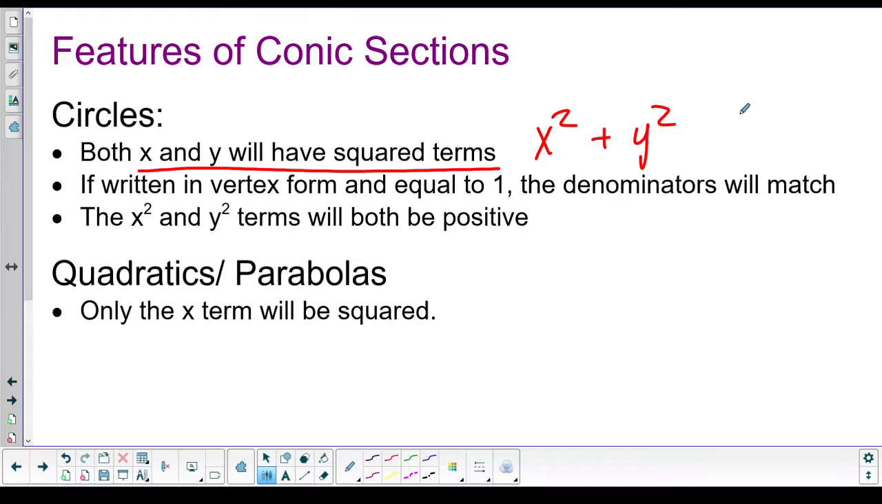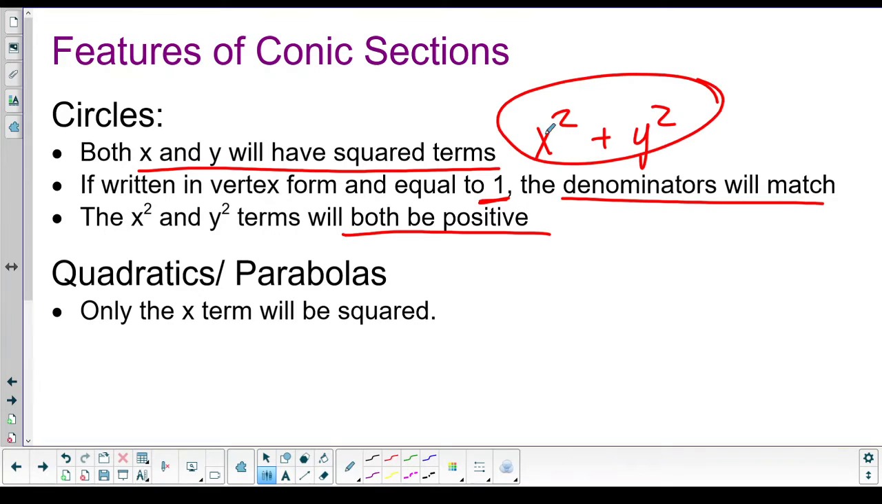The other thing we need to know about circles is that if it's written in vertex form and it's equal to 1, which it probably won't be, but a boy can dream, the denominators will match. And we'll talk about this a little more when we talk about ellipses. The x squared and the y squared terms must also both be positive, like this. We can't have a negative in front of one of them. If we do that, it's not going to be a circle anymore. All right, so there's circles.